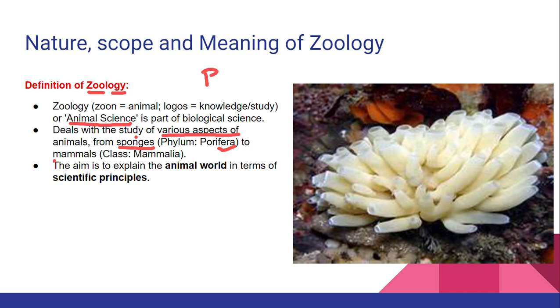To mammals. What are mammals? Write in the chat box and tell me what are mammals. It comes under class Mammalia. So mammals are nothing but those who have mammary glands and who have hair on the body. These are the two main characteristics of mammals. Obviously, you will have many more. The aim is to explain why we are studying zoology: to explain the animal world in a scientific way.